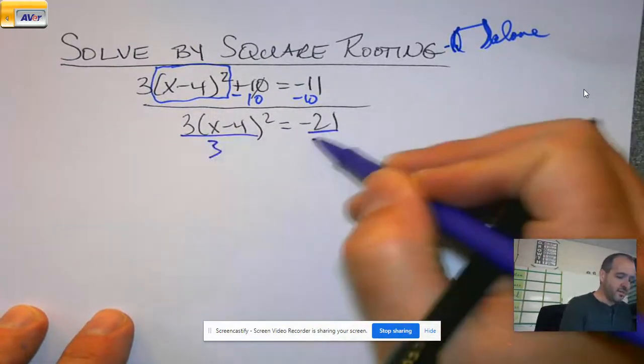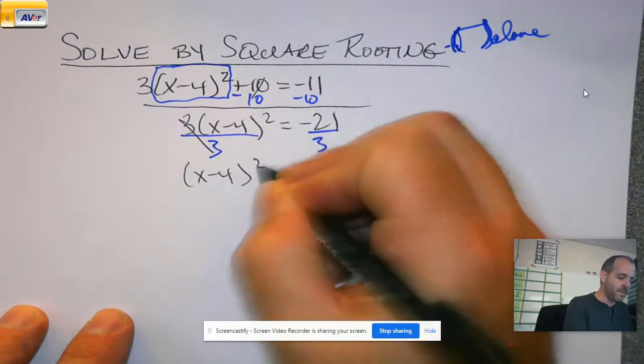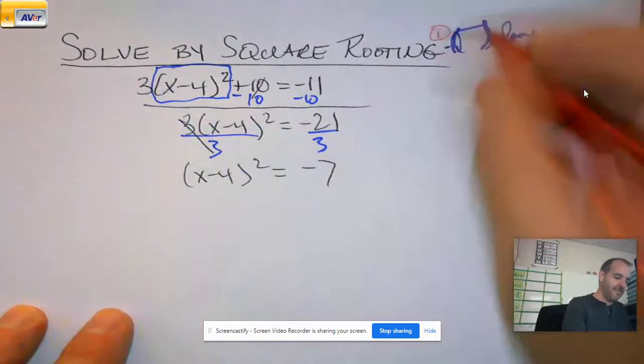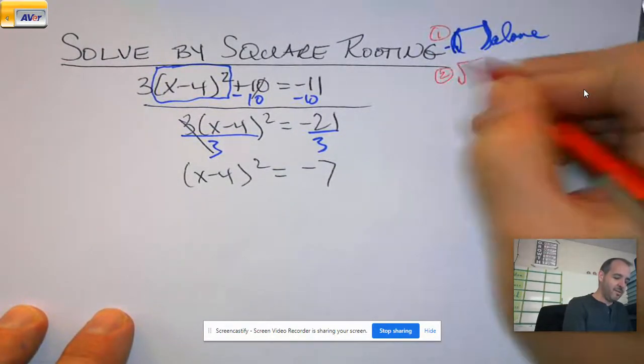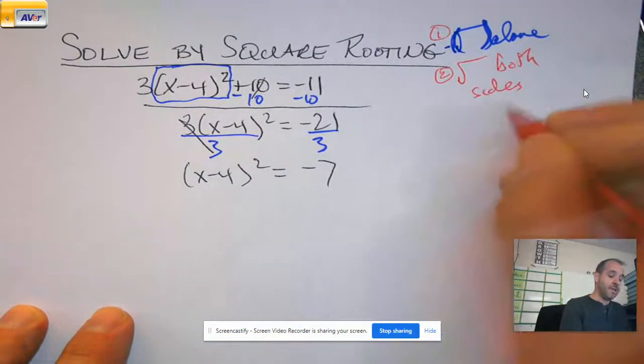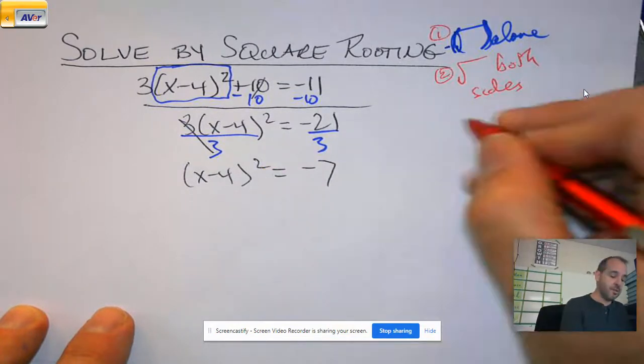Divide by 3. So don't do anything with what's going on in here in the parentheses until we get to here. Okay, so now we get to here. Now what? This is why I was doing the thing with the radical before. Parentheses alone, square root both sides. Remember, it's a quadratic, which means there are two answers.